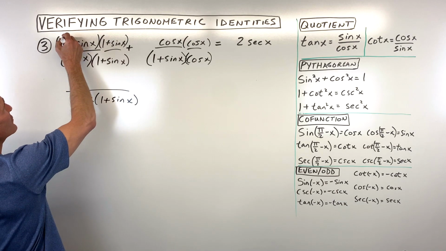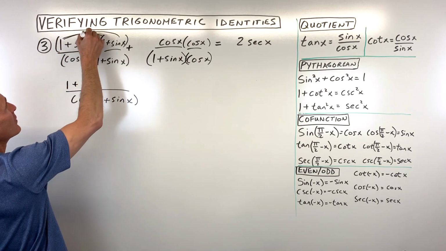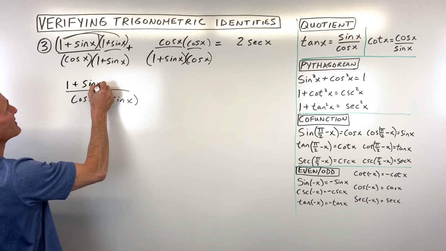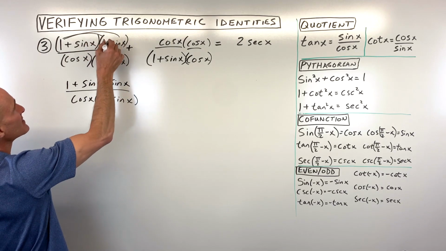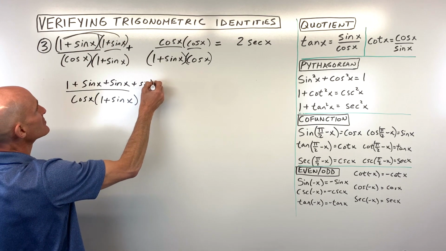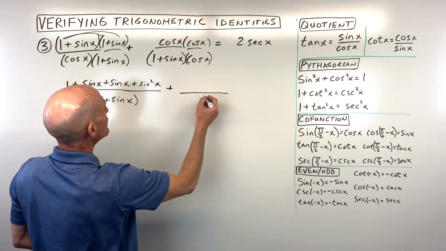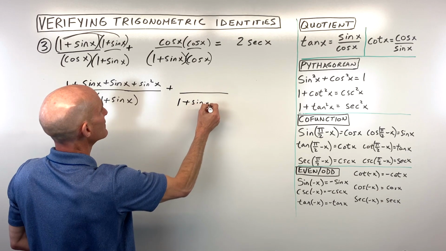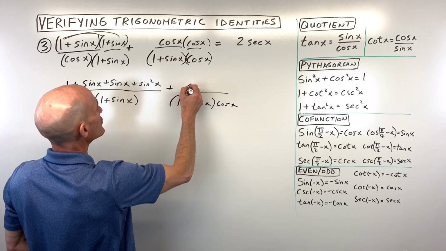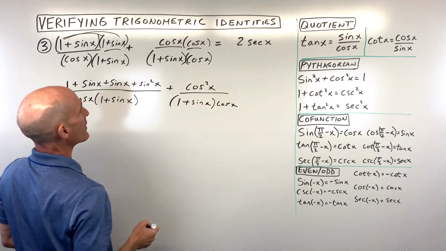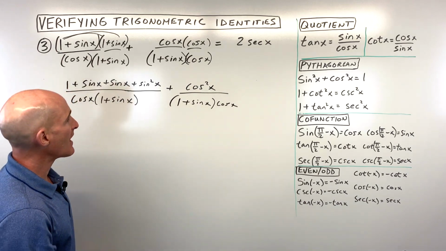In the numerator, we're going to have to distribute. So we've got 1 times 1 is 1, plus 1 times sine is sine x. Sine x times 1 is another sine x. And sine x times sine x is sine squared x. Okay, plus we have the same denominator here, 1 plus sine x times cosine x. And then we multiply the numerators together, we get cosine squared x.